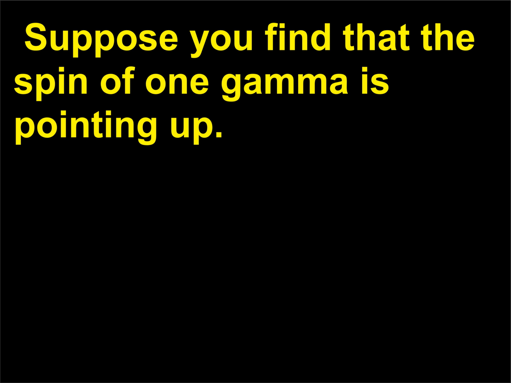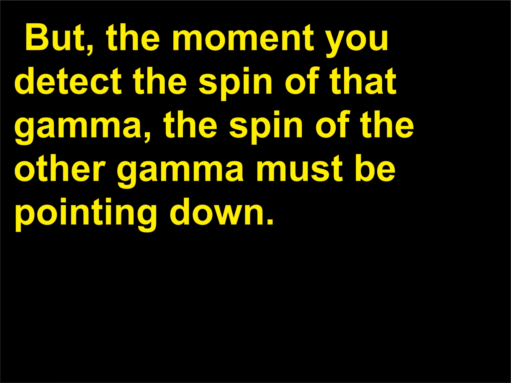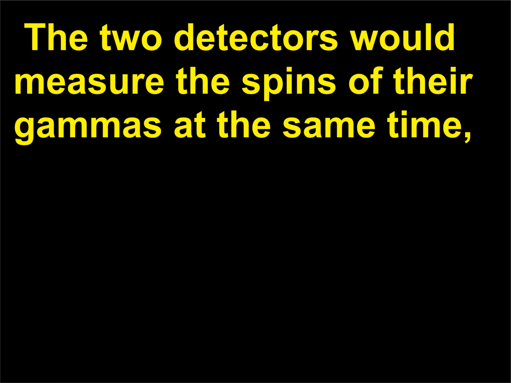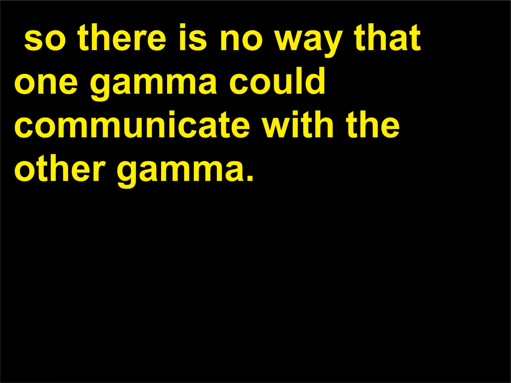Suppose you find that the spin of one gamma is pointing up. But the moment you detect the spin of that gamma, the spin of the other gamma must be pointing down. The result of one measurement determines the results of the other. The two detectors would measure the spins of their gammas at the same time. So there is no way that one gamma could communicate with the other gamma.